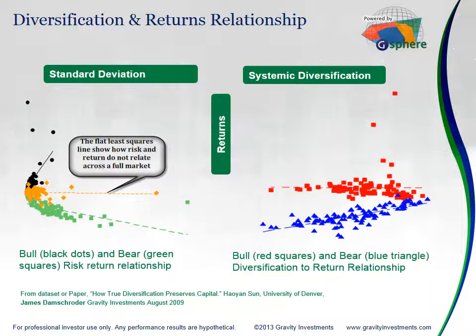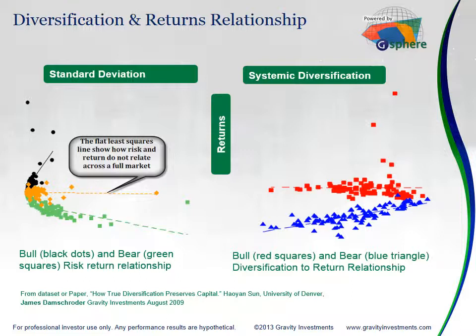And sure enough, in the bull market, there's a strong positive relationship between risk and return. So, hey, if it's a bull market, take more risk, get more return. That's true. Now look what happens in the bear market. Take more risk, lose more money. And when we look across a full market cycle, we've got again this flat least squares line, flat regression line, showing that there's no risk-return relationship there to be had. So again, we see people focusing on the wrong thing. They're focusing on these risk values instead of focusing on diversification.